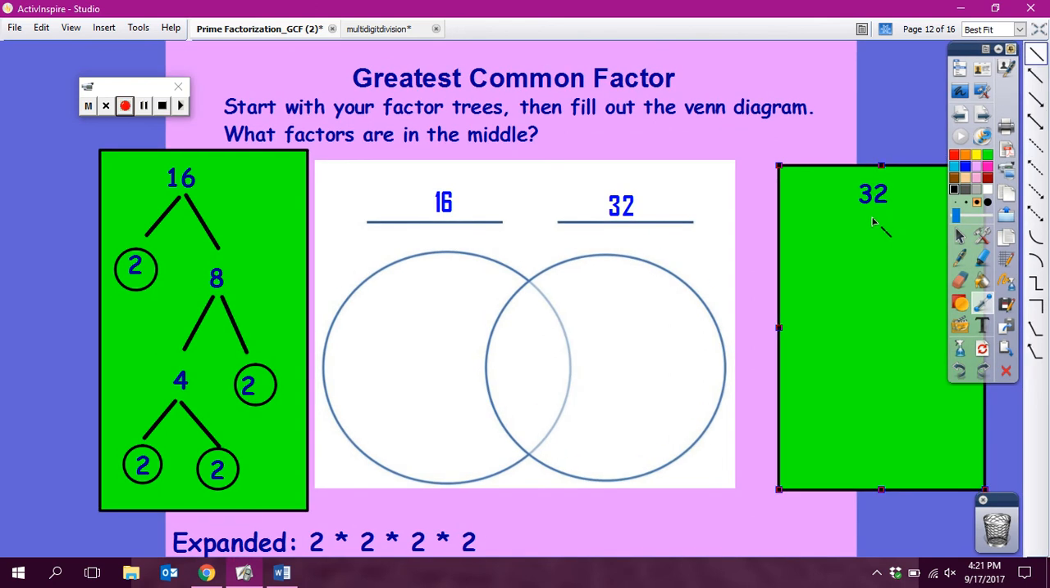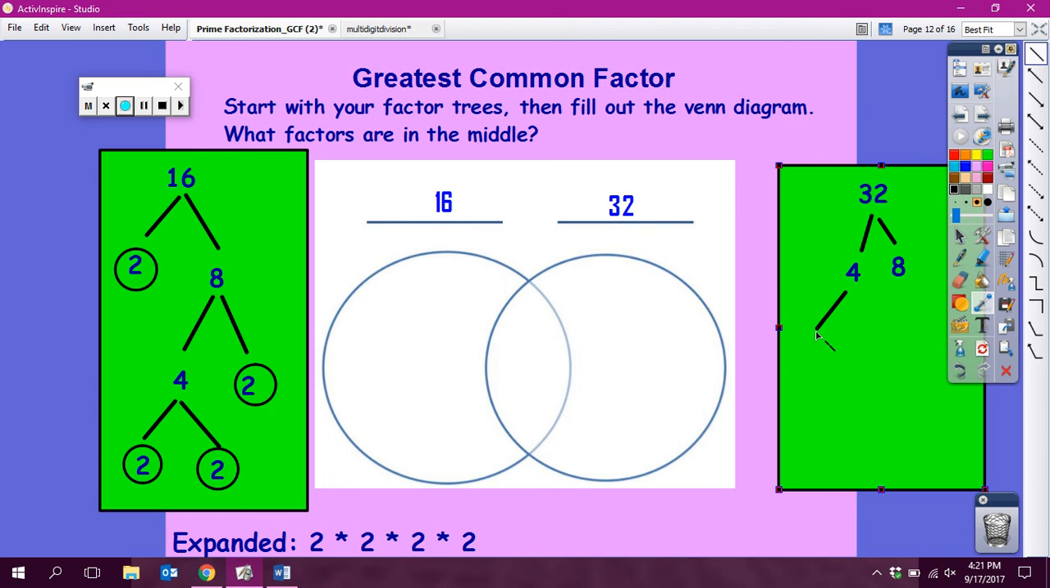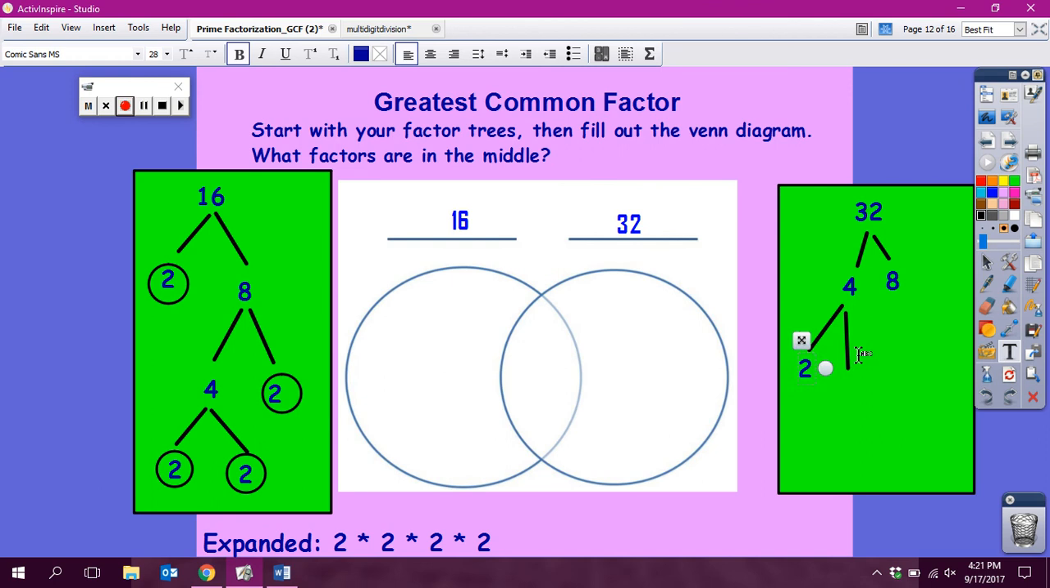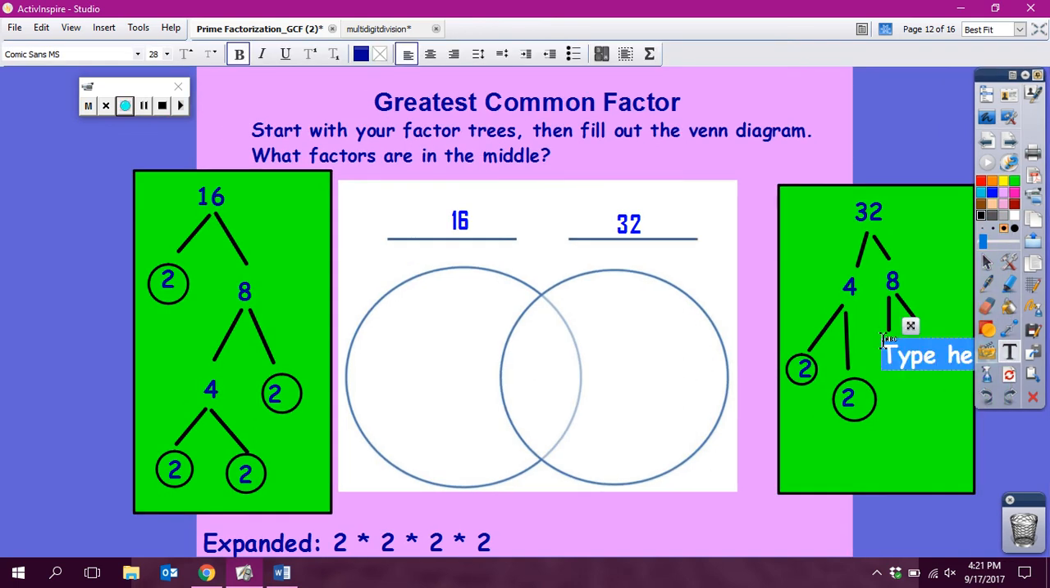So for 32, I know I can break that down into, let's see, 2 times 16 or 4 times 8. I think I'm going to pick 4 times 8. Okay, and neither of those are prime, so I've got to break both down. Okay, that's going to be 2 times 2 for the 4. And both of those are prime. Yay, circle. And then 8, got to break it down a little bit more. So my lines are getting a little wonky. So I've got a 2 times 4.